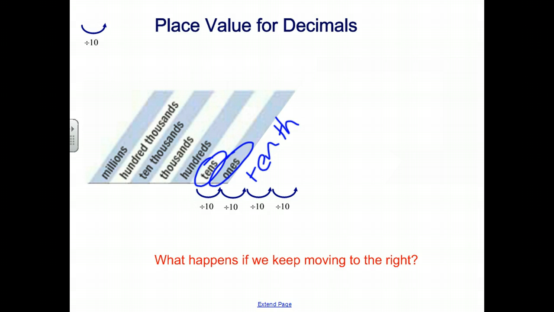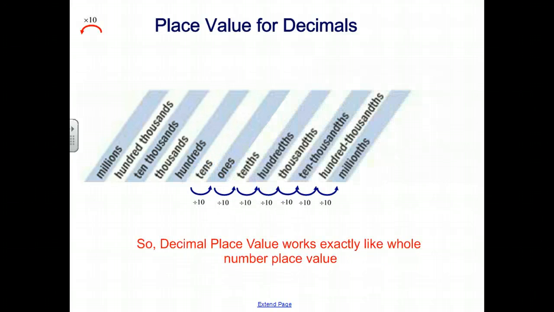And we can go on and on, and we'll take our system out to the millions. The place value system for the decimals, for the smaller than 1 parts, works exactly the same as it does for whole numbers, where if you start with the value on the right, it takes 10 of them to make the next larger place value, and on and on.